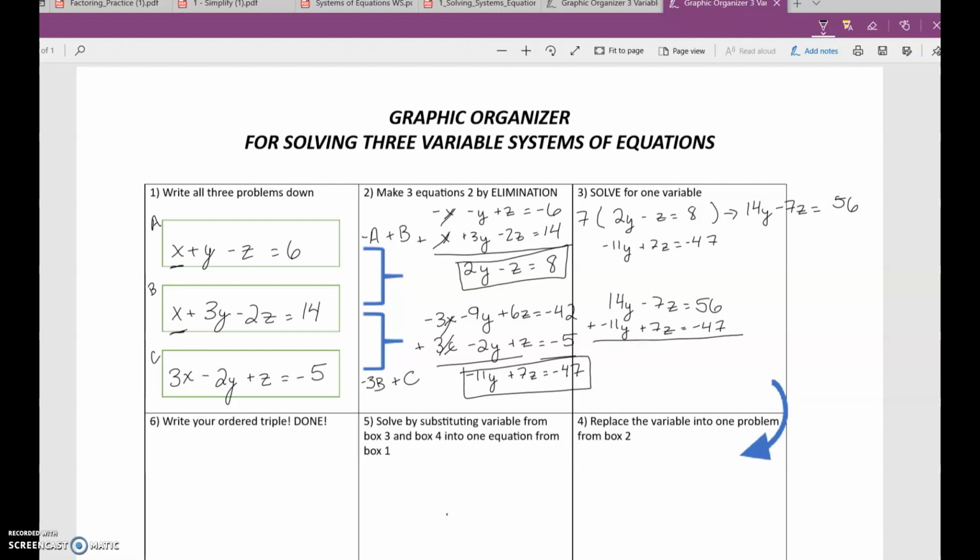So go ahead and add those together. This will give you 3y. These cancel out, and this gives you a positive 9. Now you need to solve for the variable, so divide everything by 3. So y equals 3 in this case.